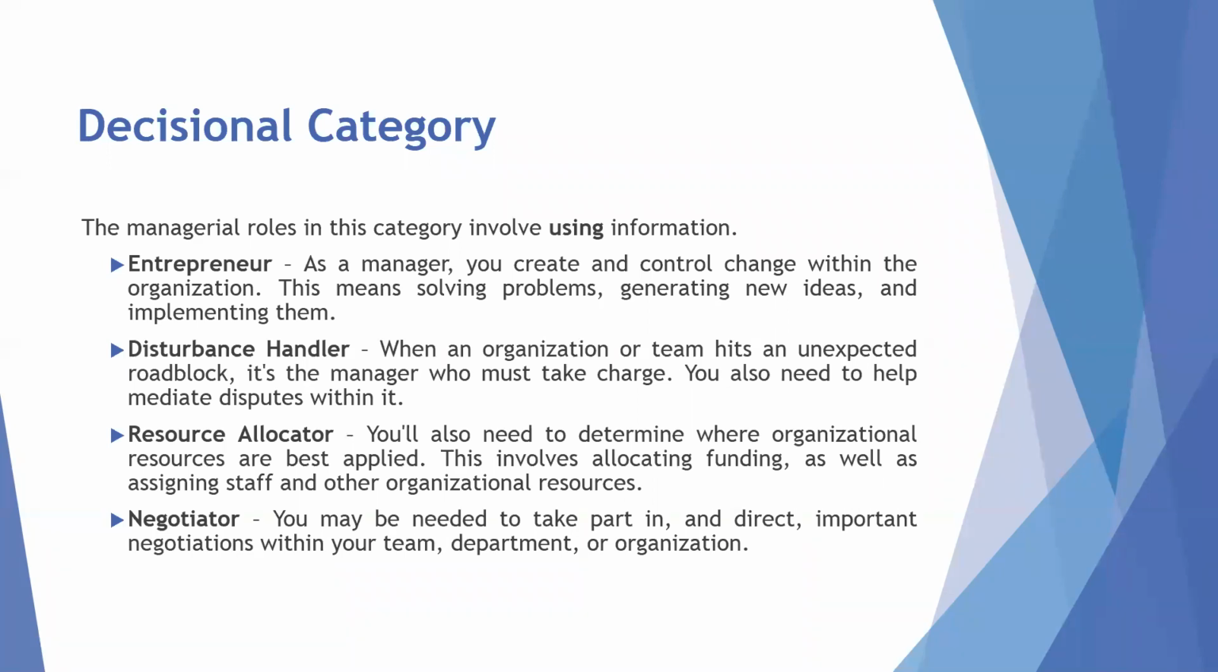You also need to determine where organizational resources are best applied. This involves allocating funding as well as assigning staff and other resources. So you have human resources, physical resources, and capital resources. All the resources, how you are going to manage your finances and your employees, these people know, and they identify how these resources can be fully utilized. So this is how a resource allocator works. And the next one is the negotiator.